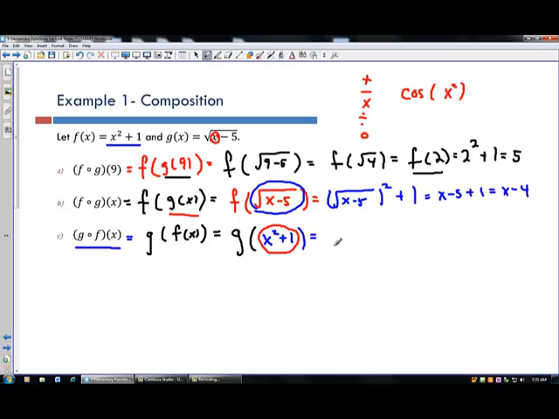So these circles basically just swap out. This is going to be equal to the square root, and wherever I see this thing, I copy down this thing. So x squared plus 1 minus 5. And so that's equal to the square root of x squared minus 4. And I'm all done. Remember, the square root does not go through addition or subtraction, so you cannot simplify this expression anymore. And that's how composition works.